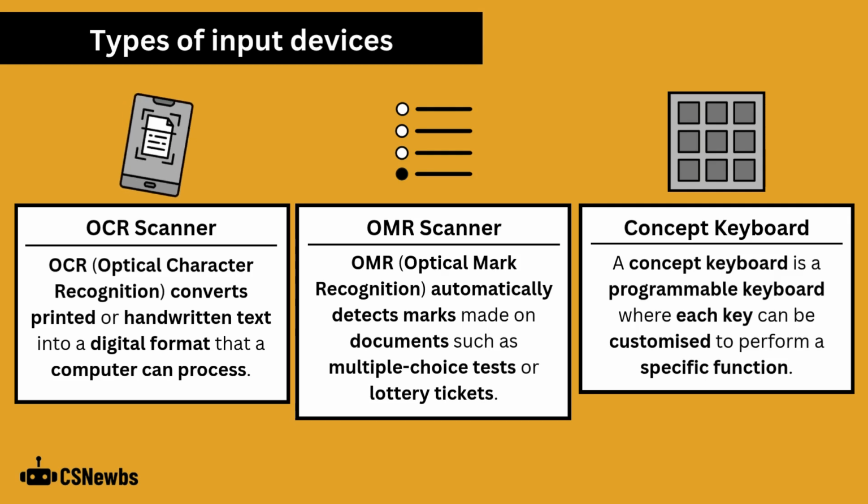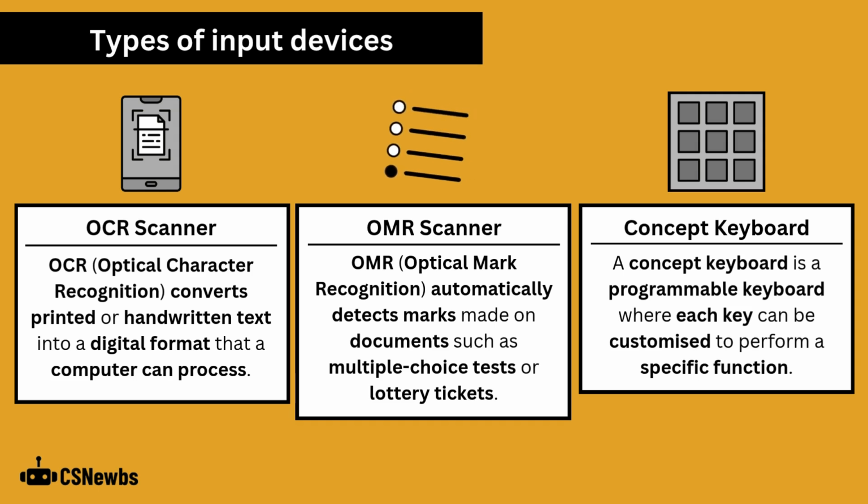Now we're going to take a look at some of the less common types of input devices, starting with an OCR scanner. OCR stands for Optical Character Recognition, and it converts printed or handwritten text into a digital format that a computer can process. Similarly, there's the OMR scanner, which is optical mark recognition, which automatically detects marks made on documents such as multiple choice tests or lottery tickets.